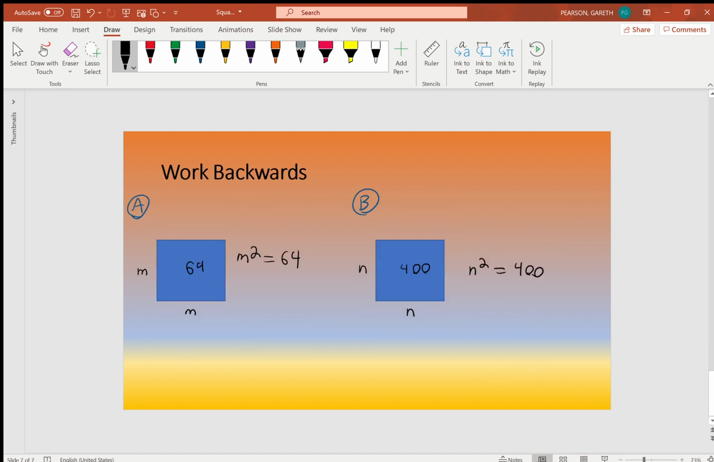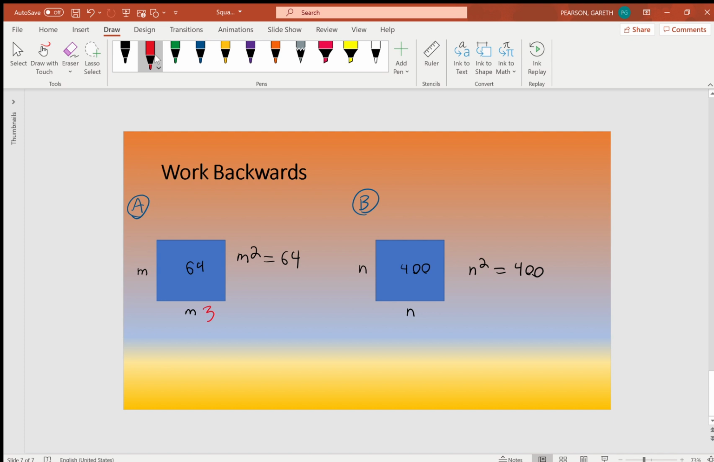Sometimes you might be asked to work backwards. So you might be told, hey, m squared is 64. What's m? Well, if you look back to the square on the left-hand side, you know that the area is 64. But you're like, what number multiplied times itself gives me 64? So let's try it out. Let's say I go 3 times 3. 3 times 3 is 9.